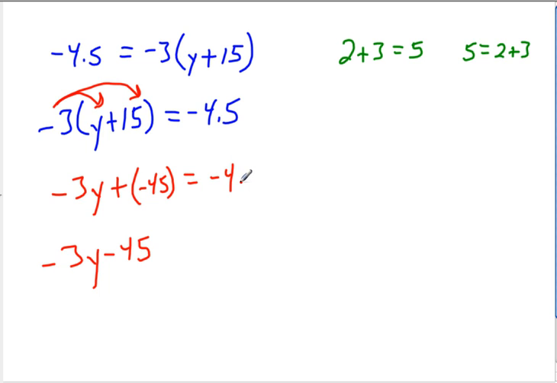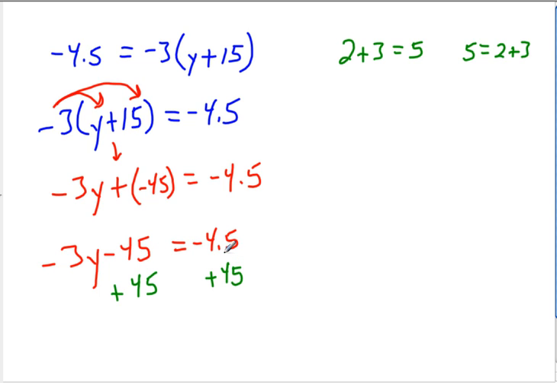So if this helps keep everything organized and helps you keep the signs correct, then go ahead and do it that way. So we have negative 3y minus 45 equals negative 4.5. Then I'm going to, as usual, get rid of this minus 45 by adding.